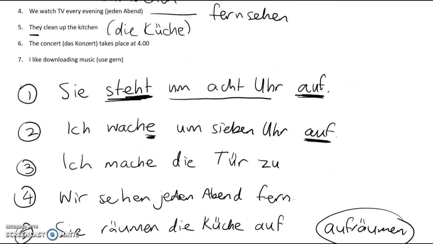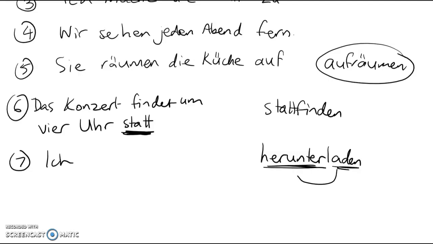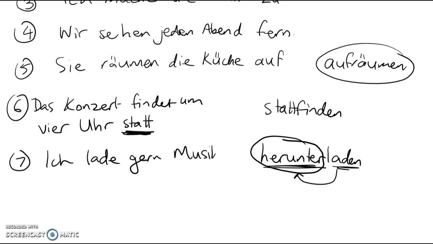And then the last one was I like downloading music, and I've said to use gern. So ich, now the infinitive of the verb is herunterladen. Right? So it looks like to load down to under, right? So it looks very similar to English. It's kind of a cognate, right? So ich lade. So here, herunter is the prefix. Ich lade gern Musik herunter.